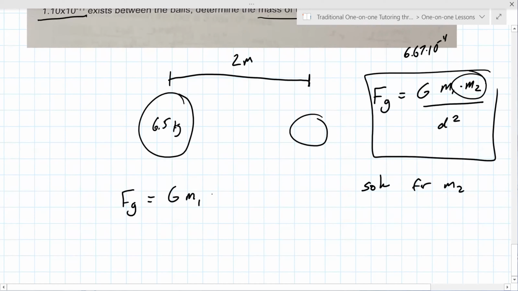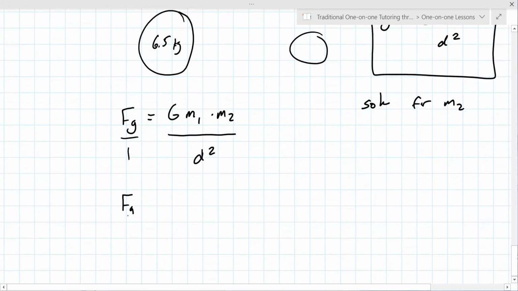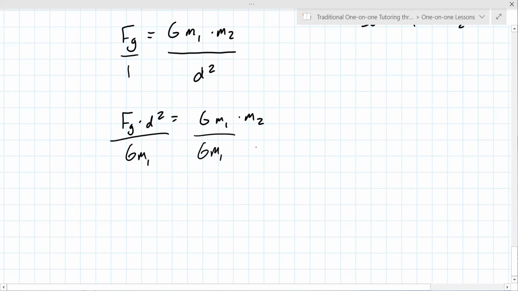I'm just rewriting it, M1 times M2 over D squared. So you cross multiply here. Okay, so you get FG times D squared equals G M1 times M2. And again, we're trying to get M2 by itself. So we're going to divide both sides by this G M1, and you end up getting this mass 2 all by itself on the right. So mass 2, I'm just going to flip this around, force of gravity times the distance squared over G times M1.